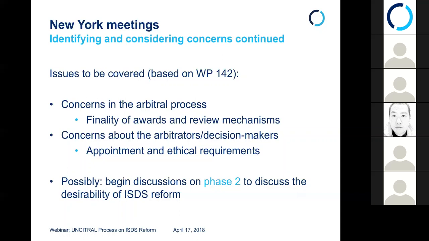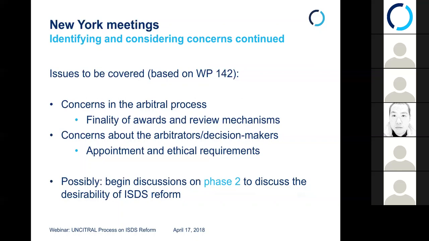There is a possibility that discussions moving on into phase two will take place, and there we would talk about the desirability of reform, and perhaps that can't entirely be discussed without also looking at possible solutions. But what is clear is that we will continue to discuss the concerns, and the discussion about the decision makers will surely be quite lively and interesting. And there are still quite a few practitioners in the room representing governments, so that will be interesting.